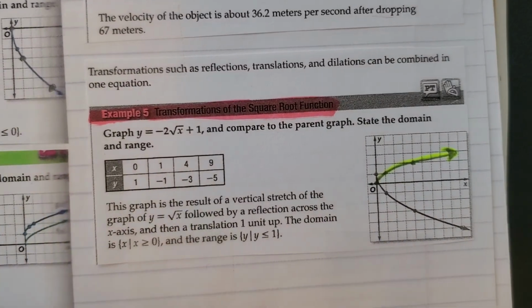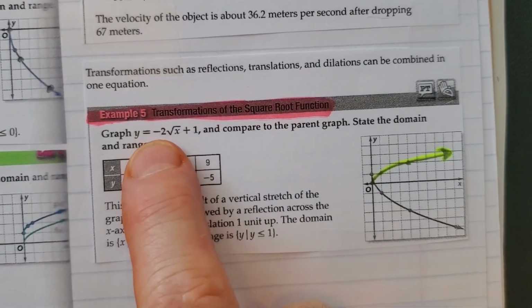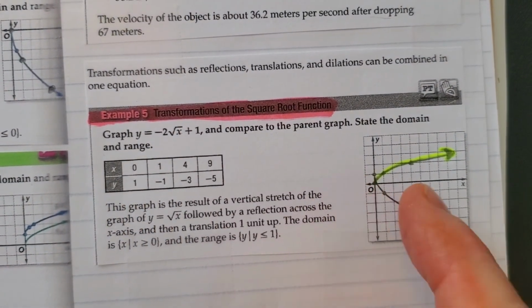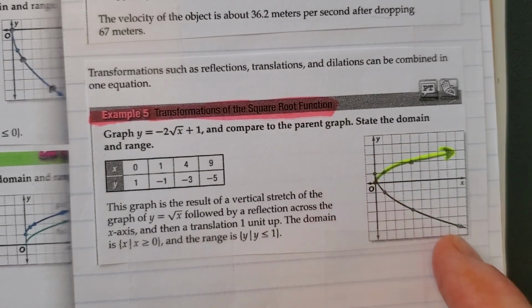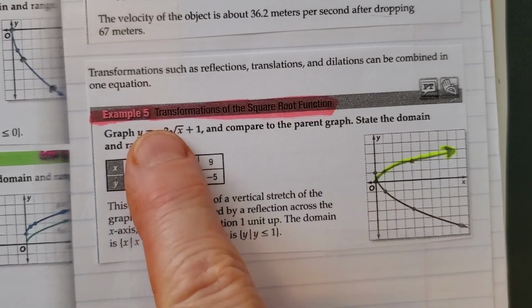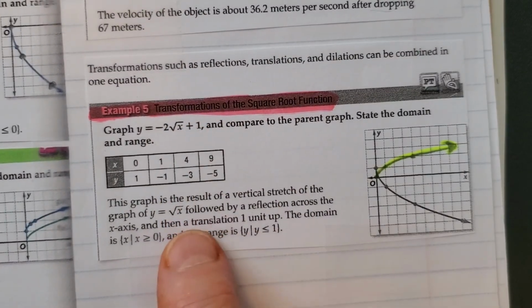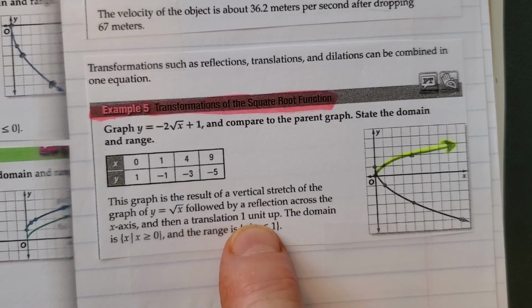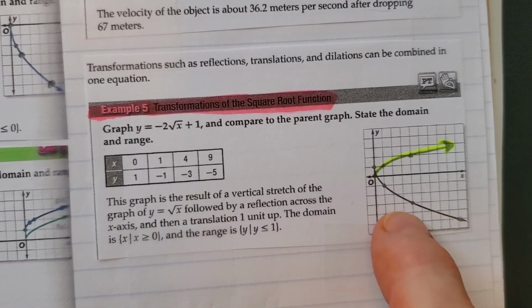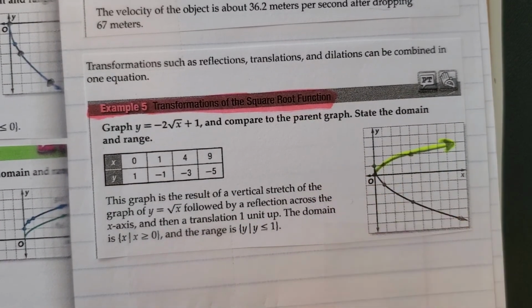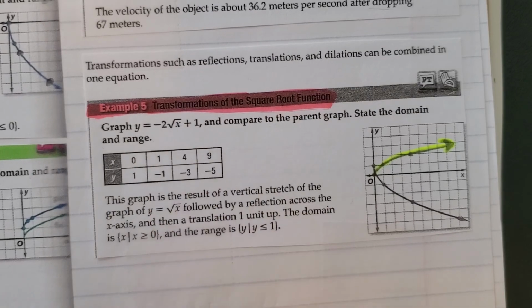Now, what happens to the parent function? Well, you have a -2, so that means it's going to open and reflect downward and get steeper, because it's -2, not -1. What does the +1 out here mean? Well, the +1 means it's a translation 1 unit up. So it reflected out, and then it translated up 1. That's what that function does.